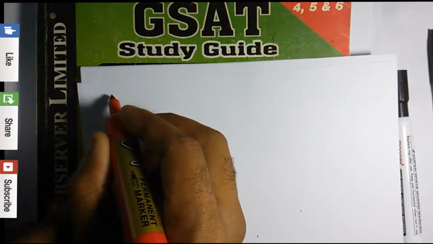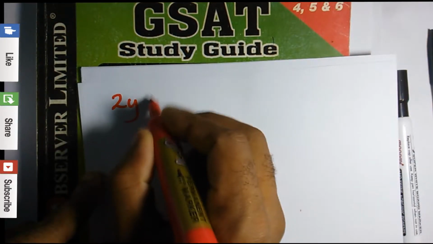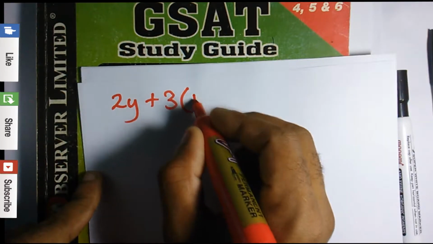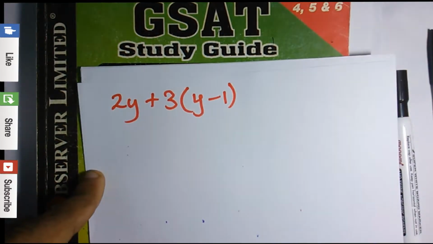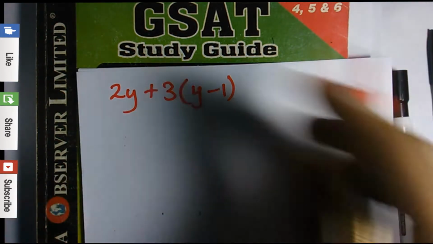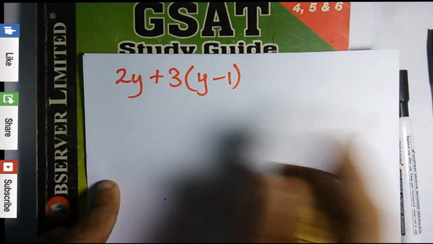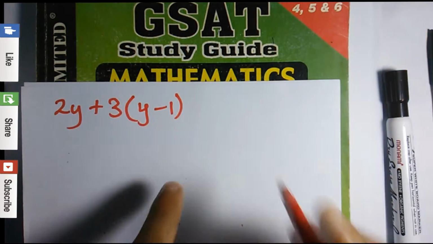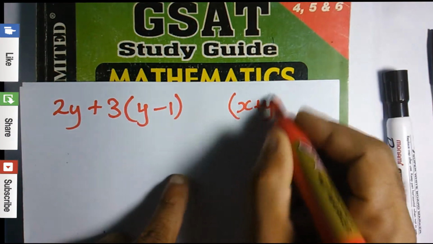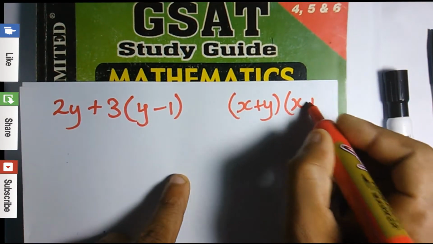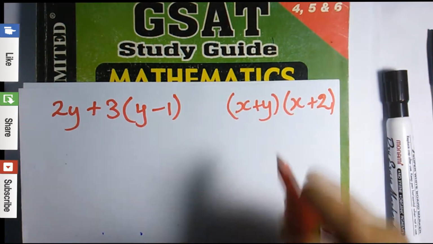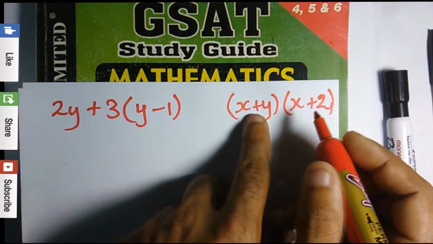So let's look at this one. We have 2y + 3(y - 1). Now, with this particular question, I realize that students tend to mix this up with the product of two binomials. What I mean by the product of two binomials is, for example, if I had x plus y multiplied by x plus 2, for example.